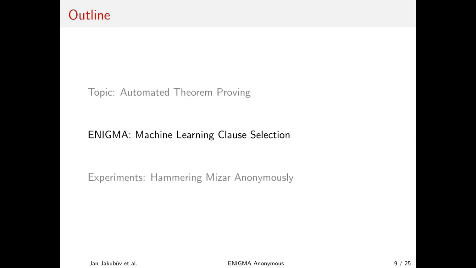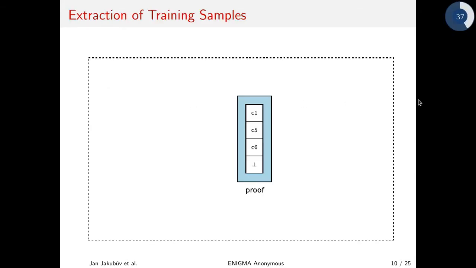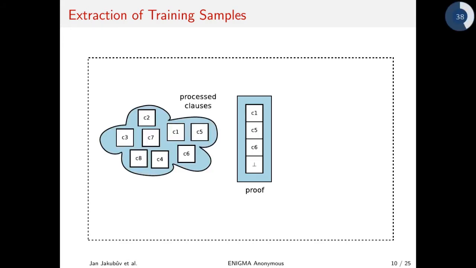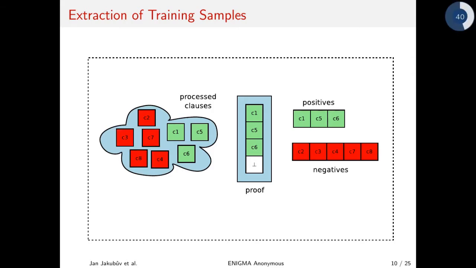Let's proceed with the description of the Enigma system. Whenever an eProver conducts a successful proof search and gives us a proof, we can inspect the set of clauses processed during the proof search. Any clause which appears in the final proof can be called positive, that is, a clause necessary for the proof. On the other hand, processing of clauses not in the proof might have been avoided, and we consider them negative training samples. Once we extract training samples like this from many proof searches, we can feed them to a machine learner.